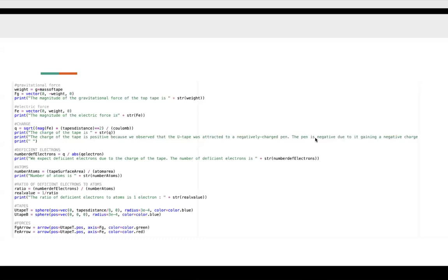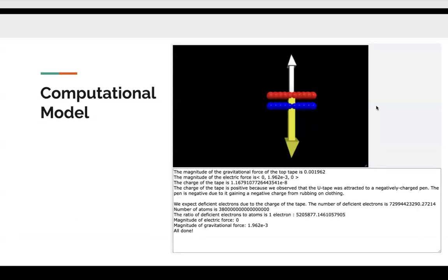These were more calculations that were done, which led to the following printed results, which stated that the magnitude of the gravitational force on the top tape was found to be 0.001962. The magnitude of the electric force is 0, 1.962 times 10 to the negative 3, 0, which is the vector. The charge of the tape is 1.16 times 10 to the negative 8.